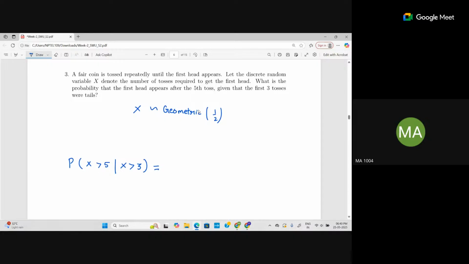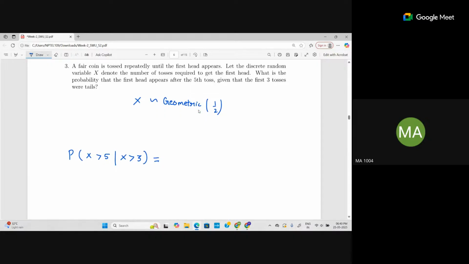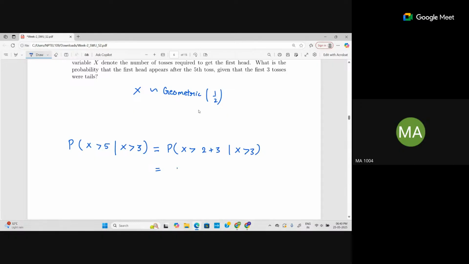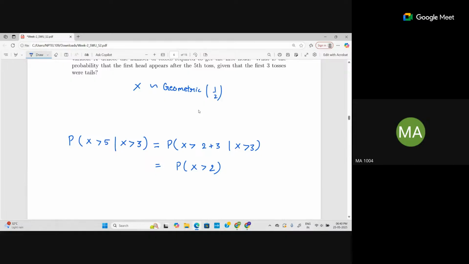Here you have two ways to solve this question. Either you can follow the simple conditional probability formula, or you can use the memoryless property. So I can write it as X is greater than 2 plus 3, given that X is greater than 3. Now can you identify which probability it will be equal to? X greater than 2. So simply we have to calculate the probability X is greater than 2.